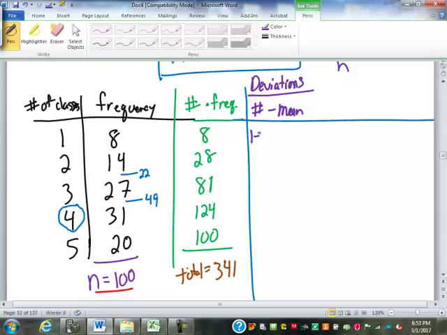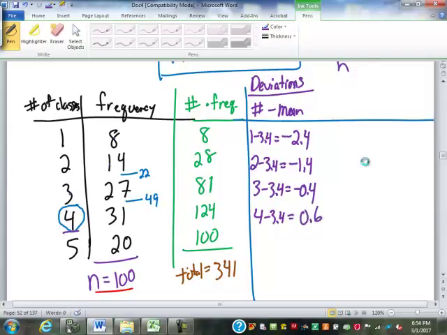So this is 1 minus 3.4, which is a negative 2.4. This is 2 minus 3.4, which is a negative 1.4. This is 3 minus 3.4, which is a negative 0.4. This is 4 minus 3.4, which is 0.6. This is 5 minus 3.4, which is 1.6.